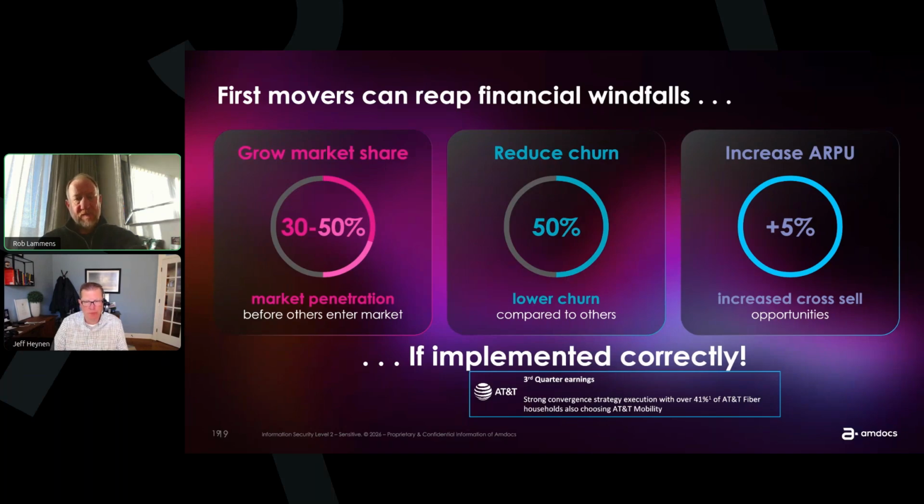And because of our work within the North American space, our largest customer, AT&T, in their third quarter earnings reported a massive amount of strong strategy execution. 41% of their AT&T fiber households are actually choosing mobility products at the same time, which is exactly the strategy they wanted to implement. They were looking for 15 to 20%. They've seen actually a doubling of that in terms of bundling and service capabilities that they can offer their customers. And it's turned out to be a very lucrative move for them.